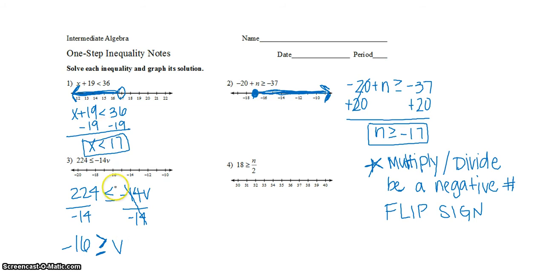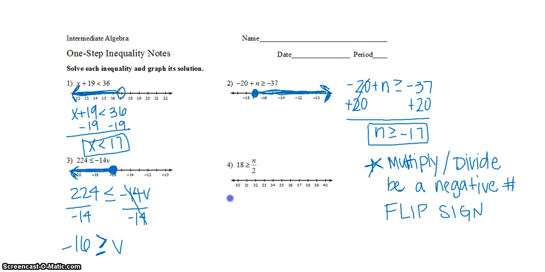So at negative 16, it's going to be a closed circle because that was or equal to. V is on the little side, and little goes to the left because that's where the smaller or littler numbers are.